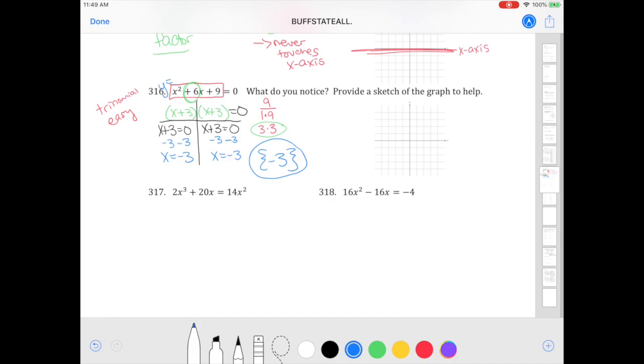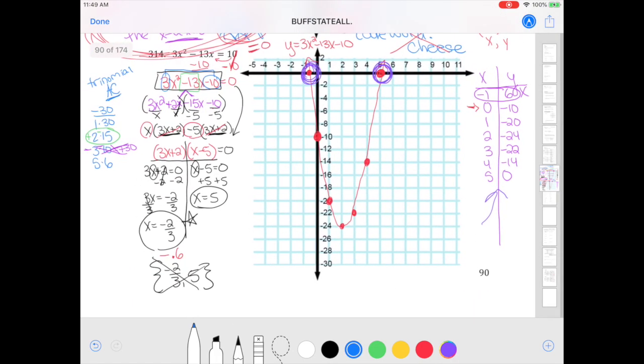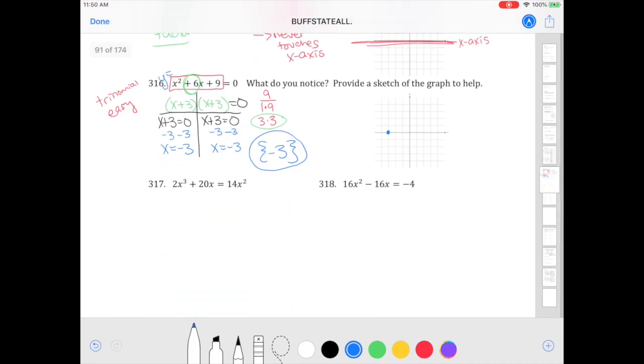Since we know our solution is -3, that means it's going to cross the x-axis at -3. But it's only going to touch it once. It's not going to do what these other graphs did where it hit it once and then came back up and hit it again. This one's just going to hit it that one time, like so. And again, that's just a sketch. That's not exactly what it looks like.